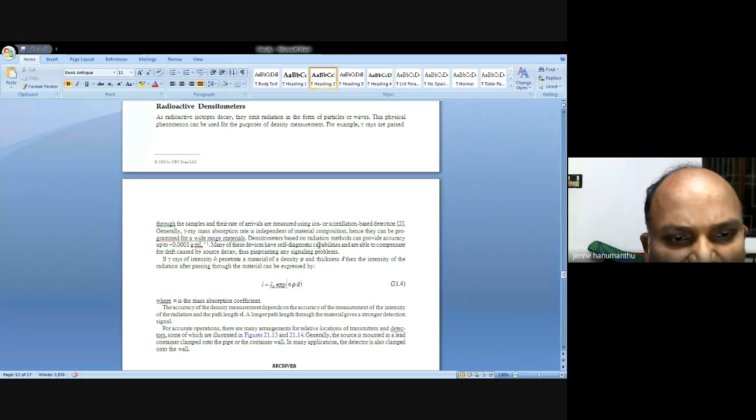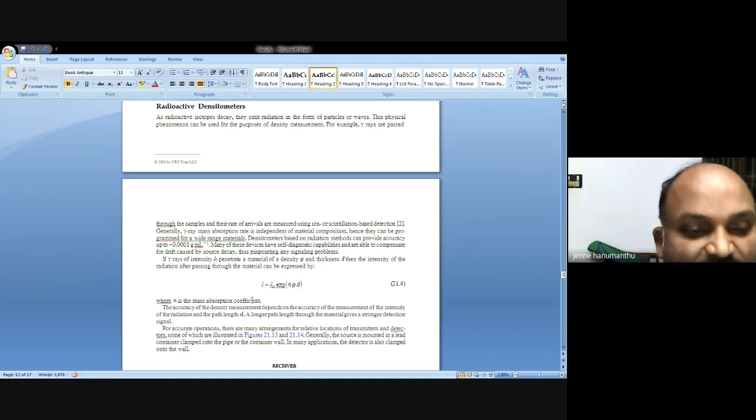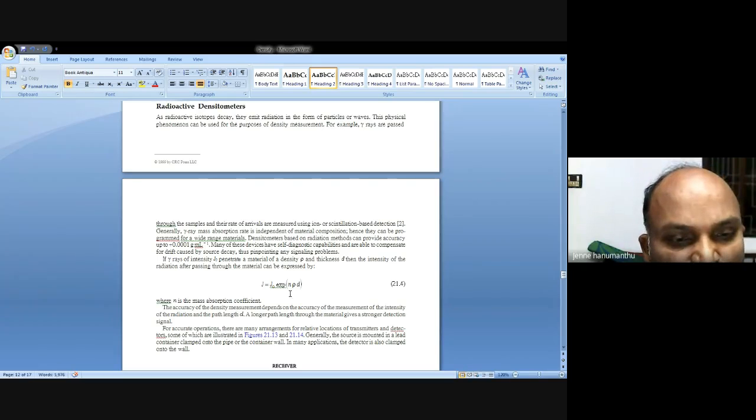Density meters based on radiation methods can provide accuracy up to 0.001 gram per milliliter. Many of these devices have self-diagnostics. Suppose gamma rays of intensity J naught penetrate a material of density rho and thickness d. Then the intensity of the radiation after passing through the material can be expressed as J equal to J naught e power minus n rho d, where n is the mass absorption coefficient.